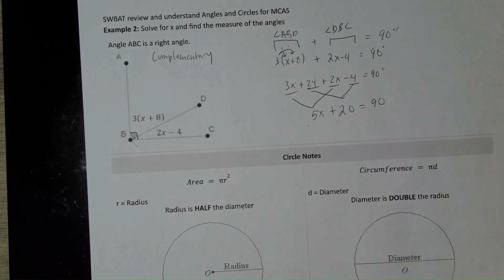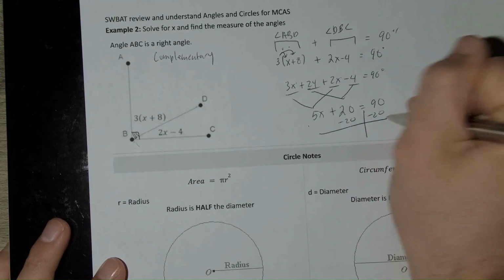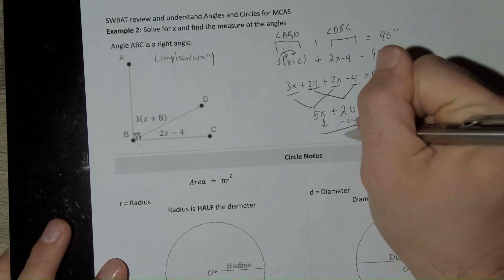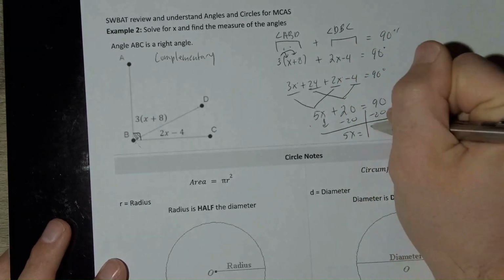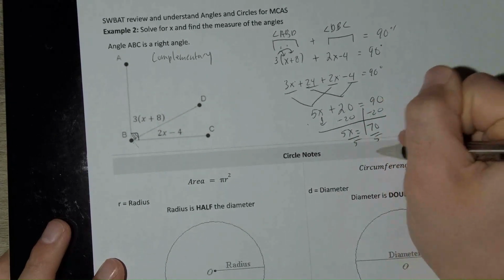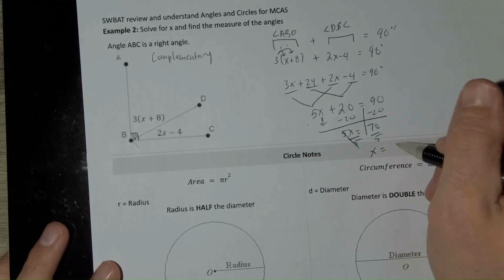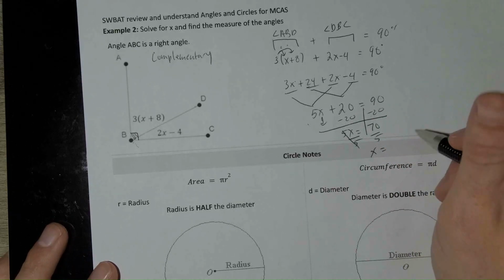And again, we need to solve for x. So minus 20 minus 20, carry down our 5x is equal to 70. And then divide both sides by 5. x is equal to 70 divided by 5, which is equal to 14.